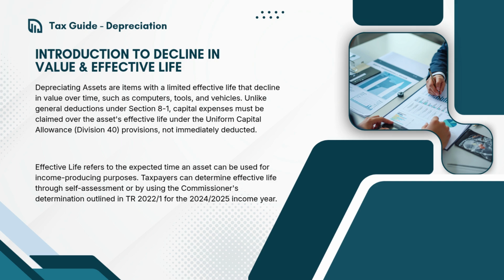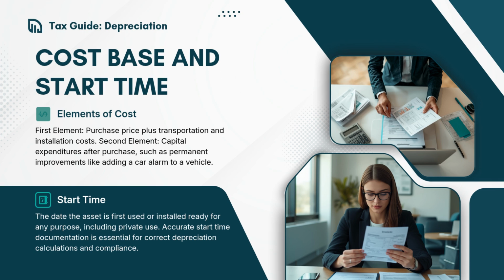To calculate this claim, we must know the asset's effective life, which is the total time it can reasonably be used to produce income. While clients can self-assess this life based on industry standards and expected wear and tear, it is generally much safer and more common to adopt the Commissioner's published effective life determinations, specifically TR 2022/1 for our current tax years.